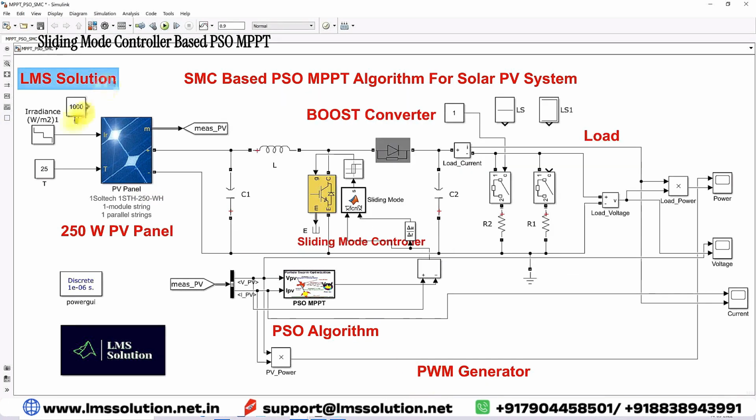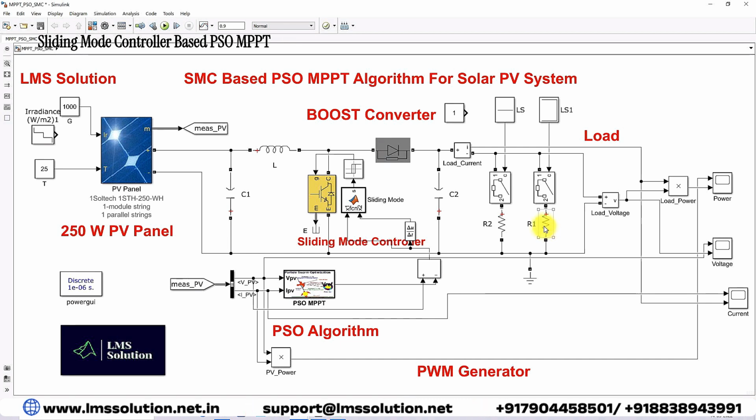Next, I'm going to check the second test condition. That means I'm going to make the irradiation constant, and then I'm going to change the load after 0.3 seconds. That means initially, up to 0.3 seconds, this load will be connected. After 0.3 seconds, this load will be connected with the system.